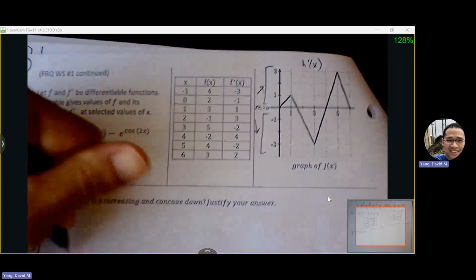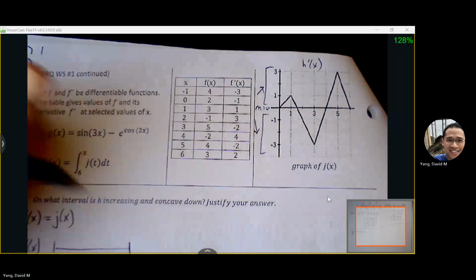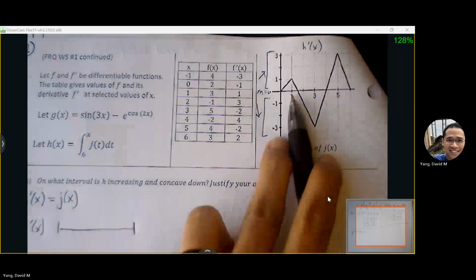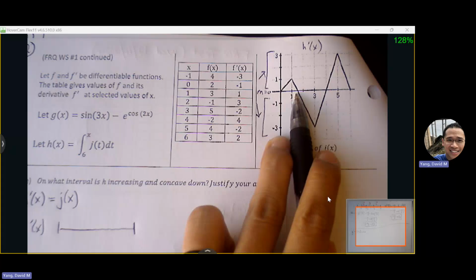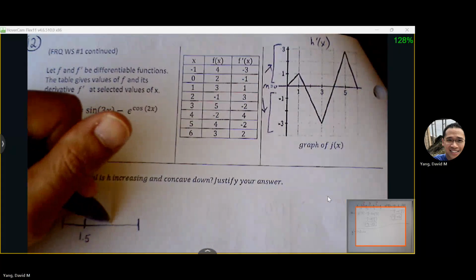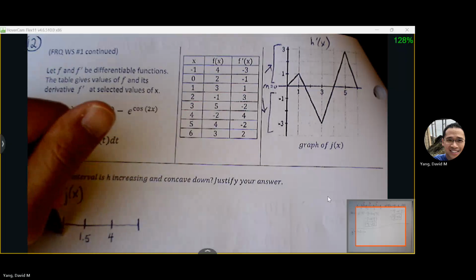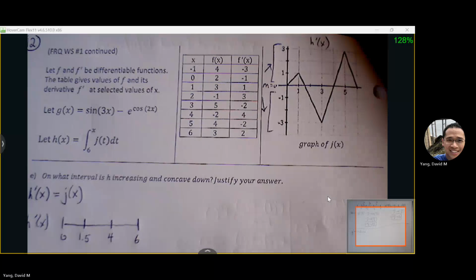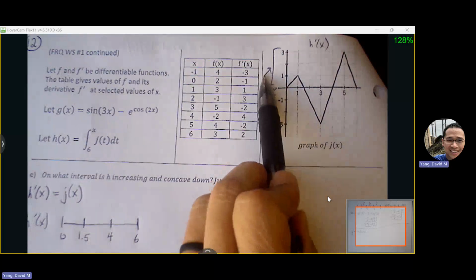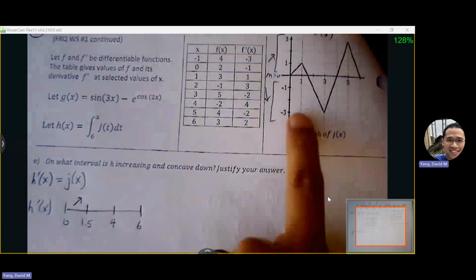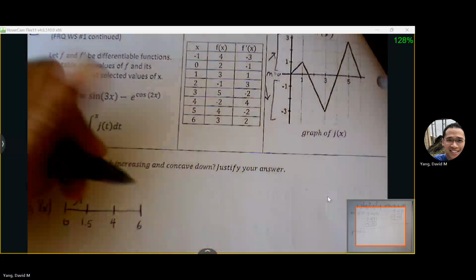So let me create my H prime sign line. So critical points at 1.5 and 4. Between 0 and 1.5, above the x-axis will translate to rising, positive slope. Below the x-axis, negative slope. And then from 4 to 6, positive slope.